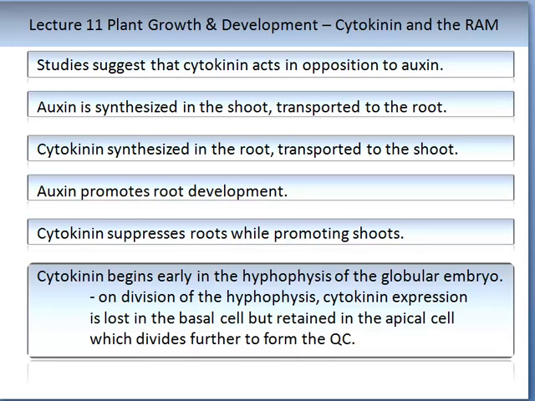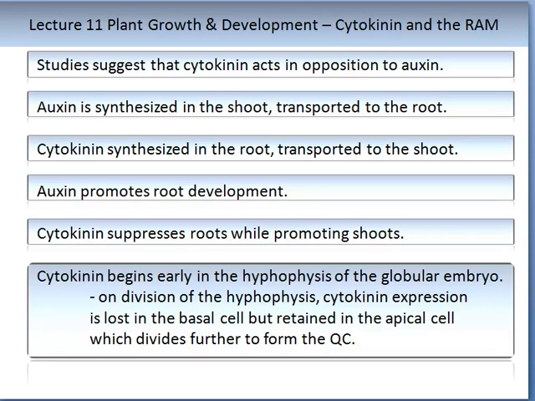Studies suggest that cytokinin acts in opposition to auxin. Auxin is synthesized in the shoot and transported to the root, while cytokinin is synthesized in the root and transported to the shoot. Auxin promotes root development, while cytokinin suppresses roots while promoting shoot development.